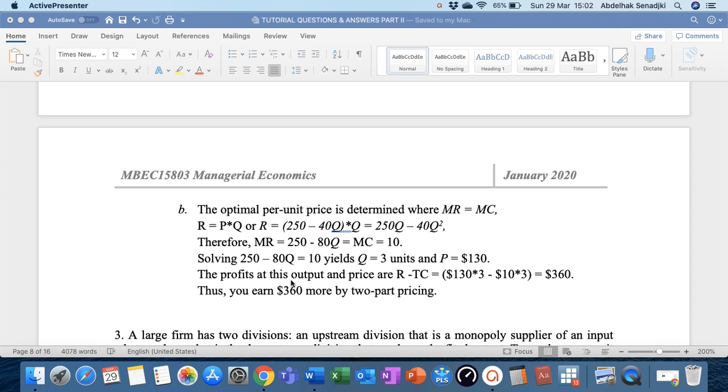So how much is the profit when we charge a per unit price? We will have pi equals revenue minus cost. Revenue is what? Price times quantity. The price is 130, quantity times 3, minus cost is what?